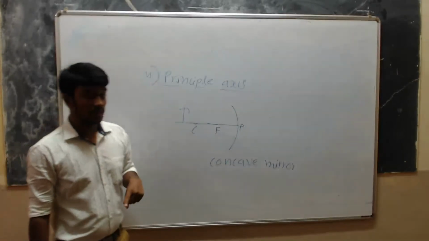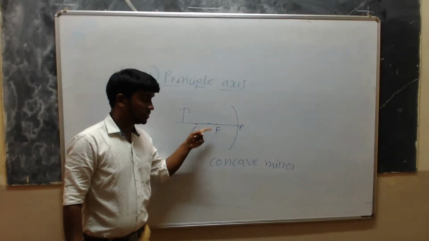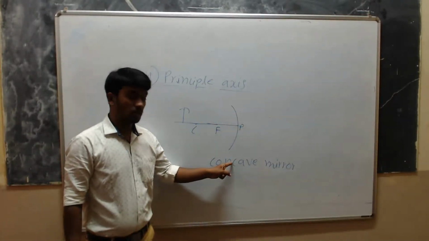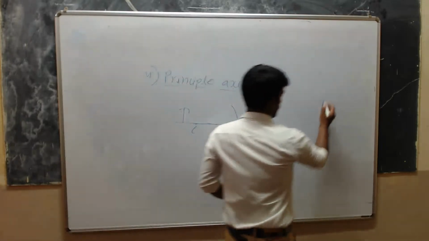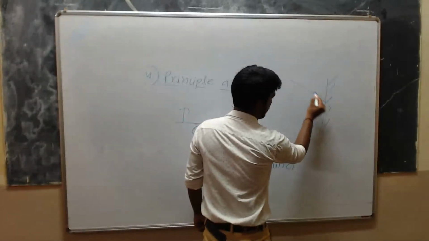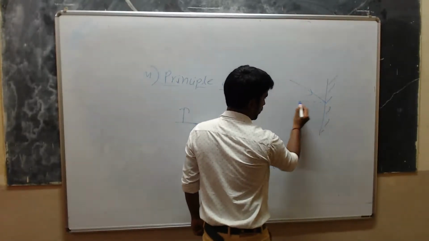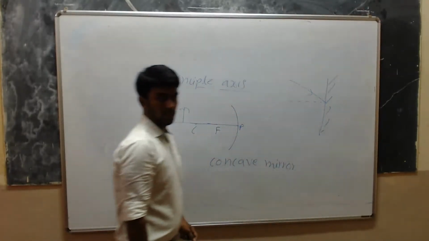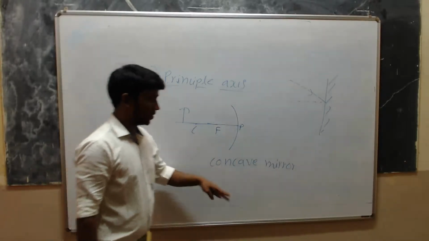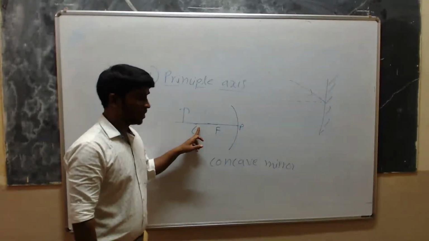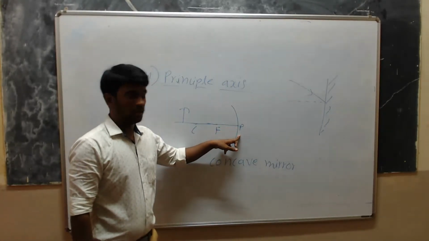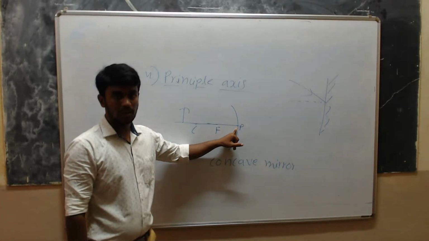And one more thing: this principal axis itself is a normal to the concave mirror. If the mirror were a plane mirror and this is the incident ray, we can draw the normal at the point of incidence perpendicularly. But in curved mirrors, concave or convex, this principal axis itself is a normal.